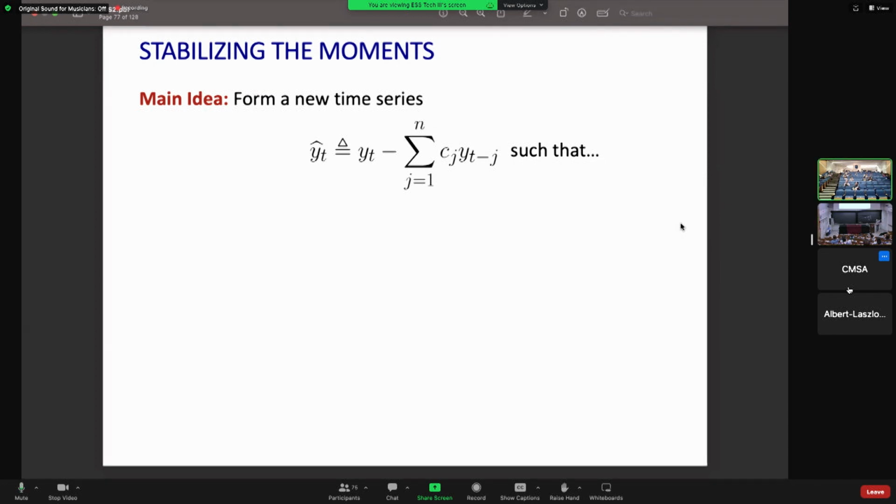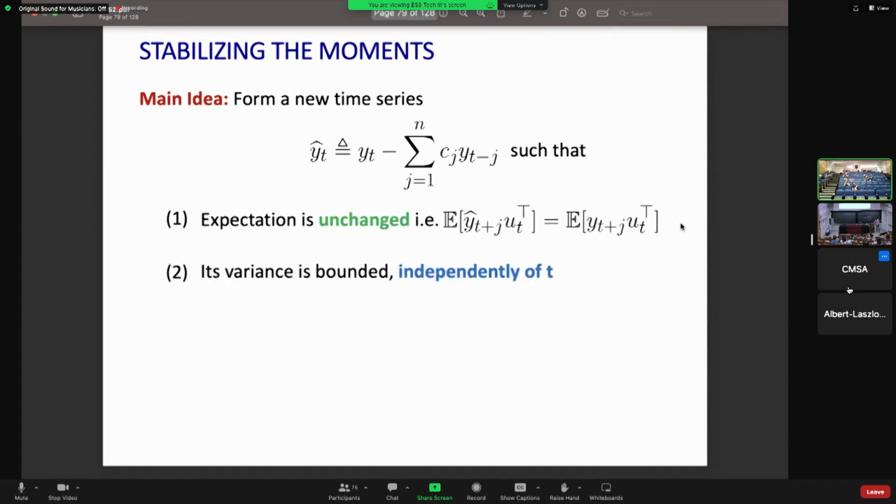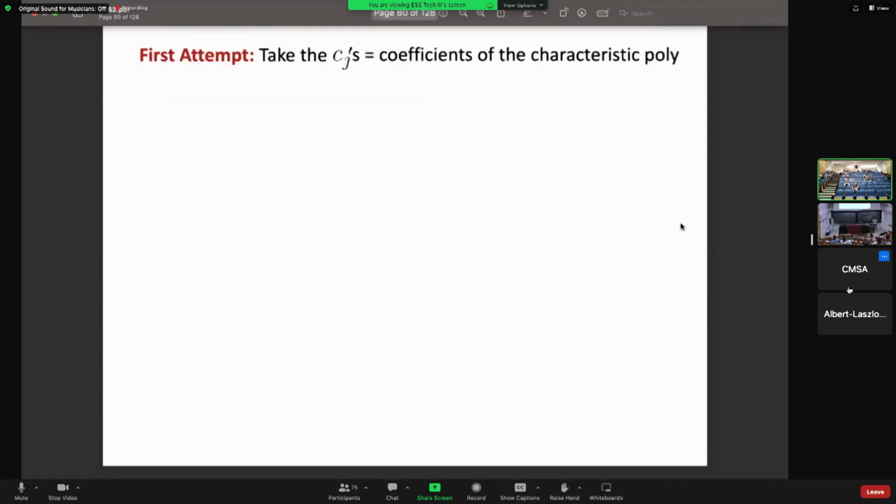What do I want, to be precise, out of this estimator? First, I want the property that it keeps the expectation unchanged, because I want my new time series to still be the basis for giving me unbiased estimators for the Markov parameters. But then I want these c_j's to do something good in terms of stabilizing and controlling the variance. Is there a good choice of the c_j's such that the new estimator, even though it has the right expectation, now has variance which is bounded independently of little t? That's our roadmap for how we're going to fix this approach.